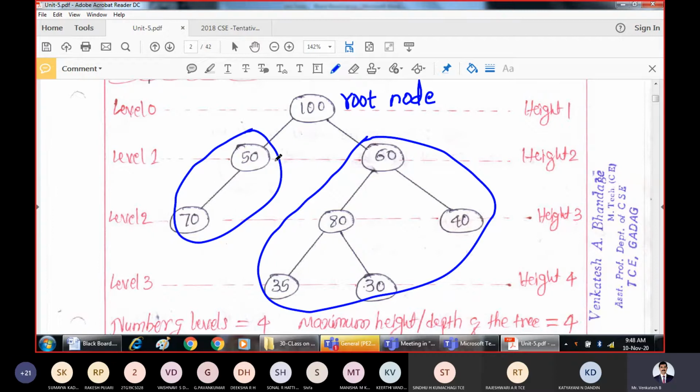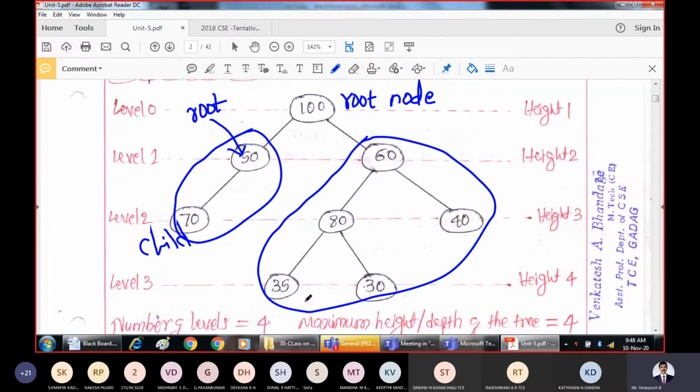So when you consider only this one as the tree, then for this subtree, this 50 becomes the root node, then this 70 becomes the child node. This property will go on repeating for all the subtrees. So that collection of all these subtrees is called the tree.